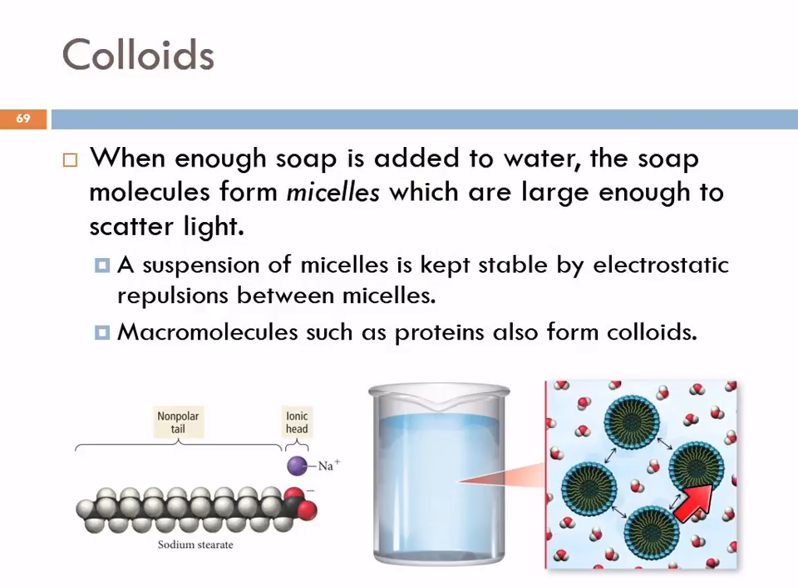The individual micelles are not going to clump together or aggregate because they have negatively charged outer layers, and so they're going to actually repel each other, and they'll suspend themselves in the water. So soap forms colloids. Large molecules called macromolecules, such as proteins, also form colloids.